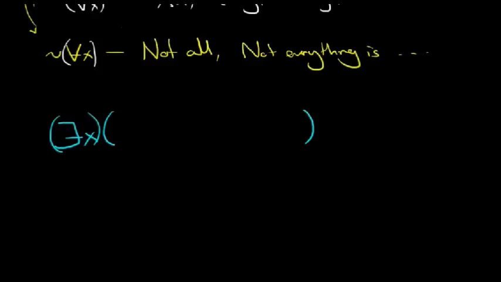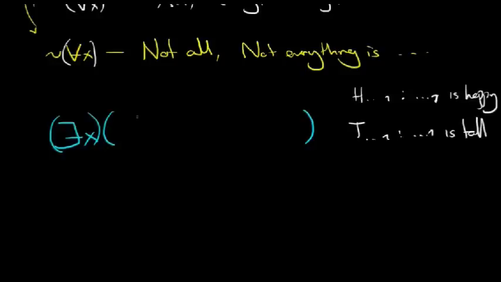So let's suppose that we've got H, which is happy, and we've got a predicate T, which means is tall. Then we can write Hx and Tx. Let's just move in this bracket a bit. So there we go, something is happy and tall.